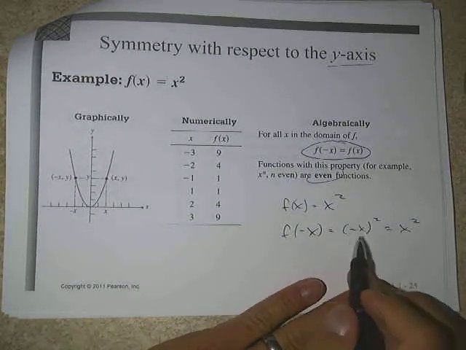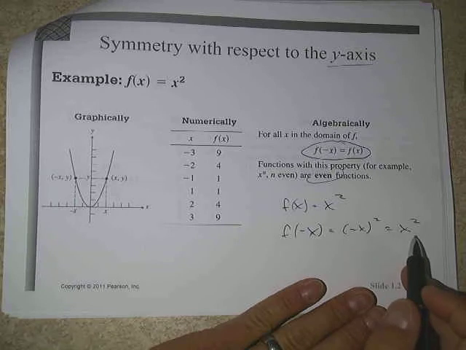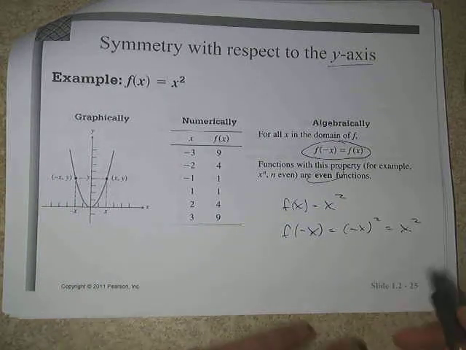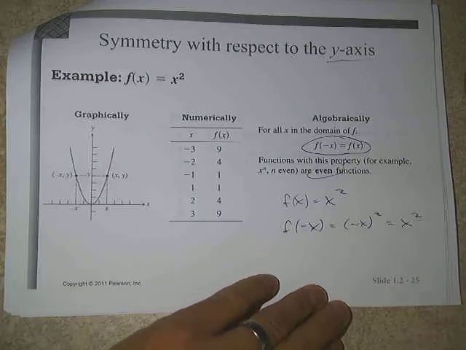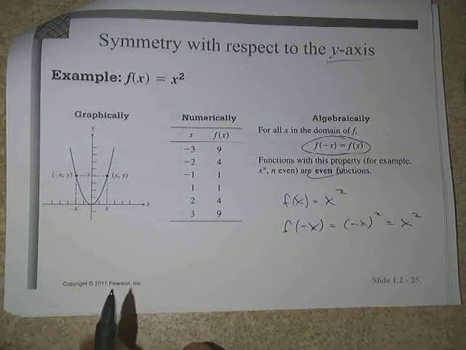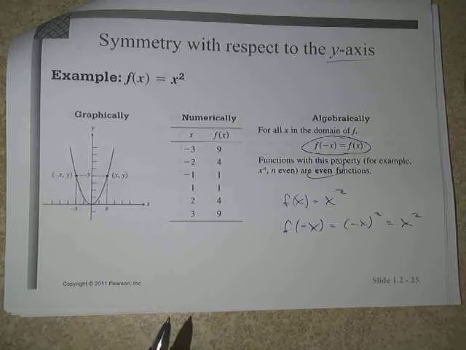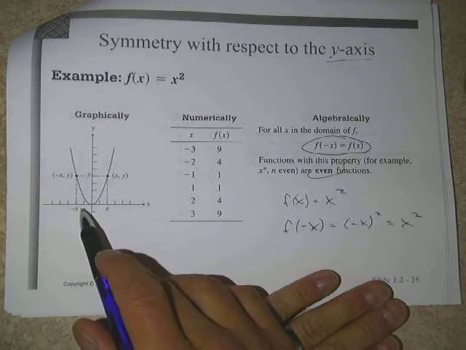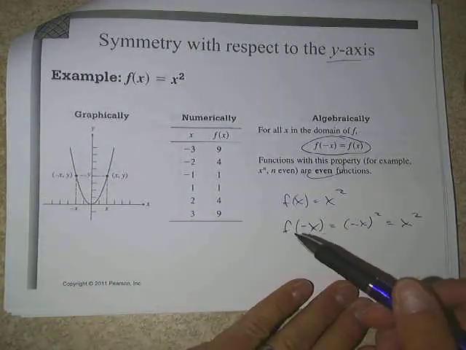Okay, no matter what I put, if I put a 5 in here and squared it, and I put a negative 5 in here and squared it, wouldn't I get the same answer back? No matter what? And so this is the algebraic proof that this is an even function. If I can put a negative x into the function and get the exact same thing back that I started with, then we consider that an even function. If I were to graph it, it would have symmetry over the y-axis.